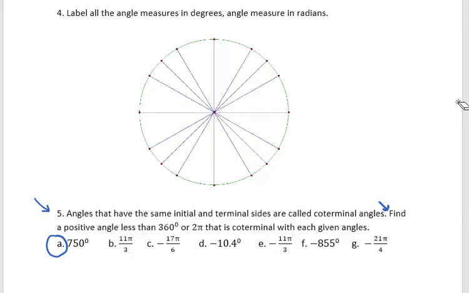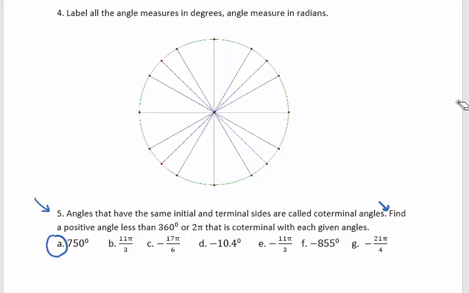So go ahead now and pause your video player, and we'll work through these one at a time here. Let's try first 750 degrees. Go ahead and pause your video player and find an angle between 0 and 360 that is coterminal with 750. And when you're done, hit play and see how you do. I think it's going to benefit us to work through these one at a time.